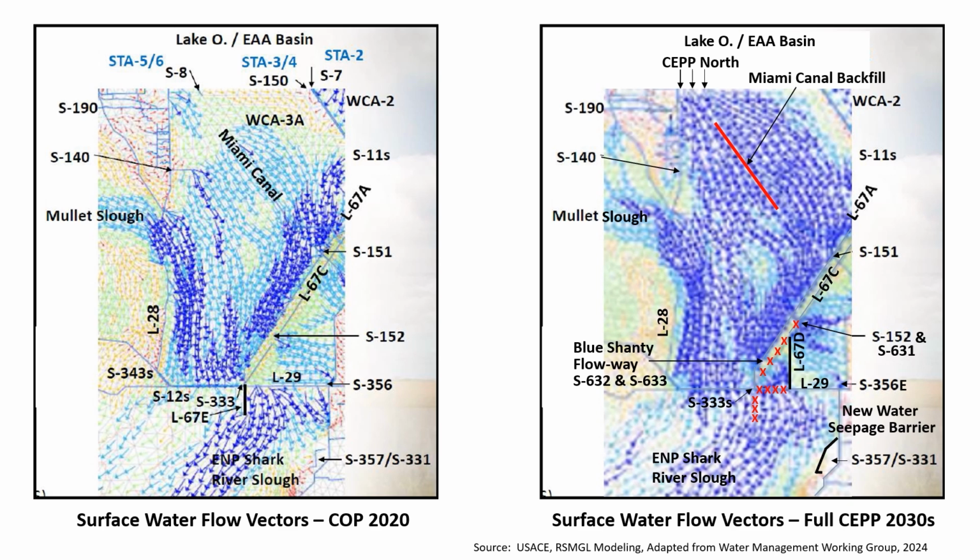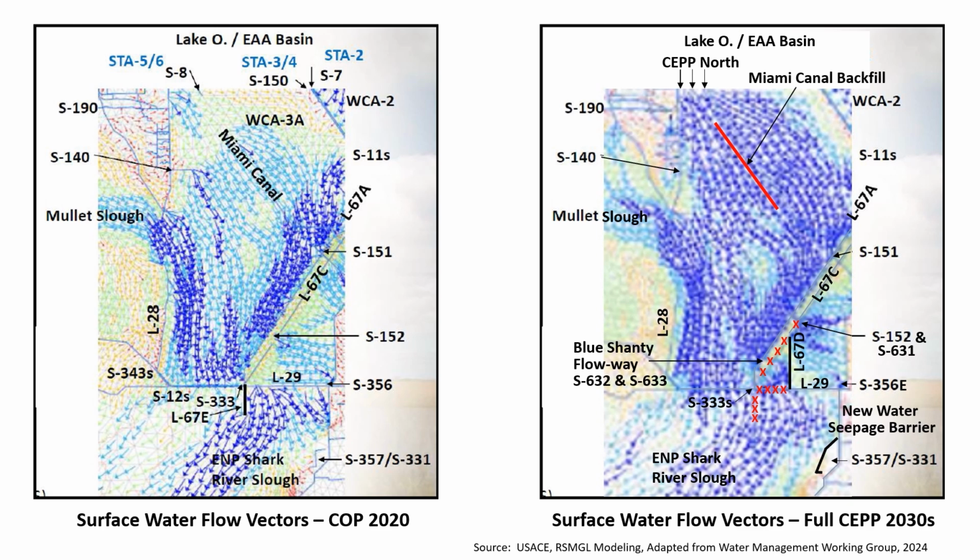Modeled surface water flow vectors under the combined operational plan and full Central Everglades Planning Project implementation. This graphic shows the modeled surface water flow vectors within Water Conservation Area 3A and 3B and Northern Everglades National Park under current conditions of the combined operational plan on the left, which was implemented in 2020, compared to full implementation of the Central Everglades Planning Project on the right, anticipated by the mid-2030s.